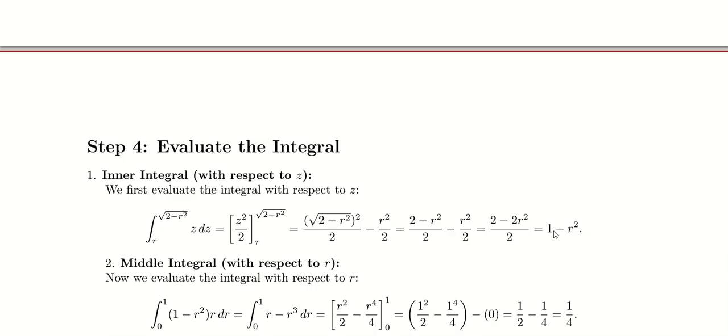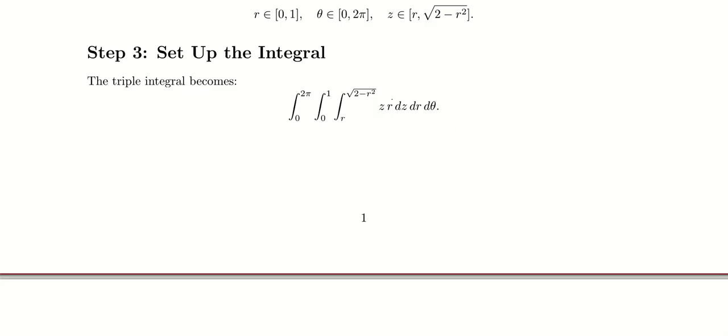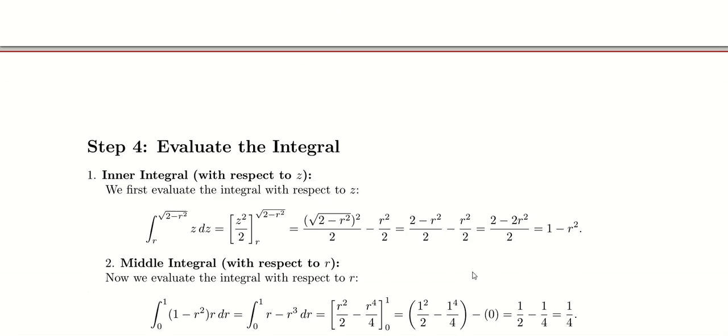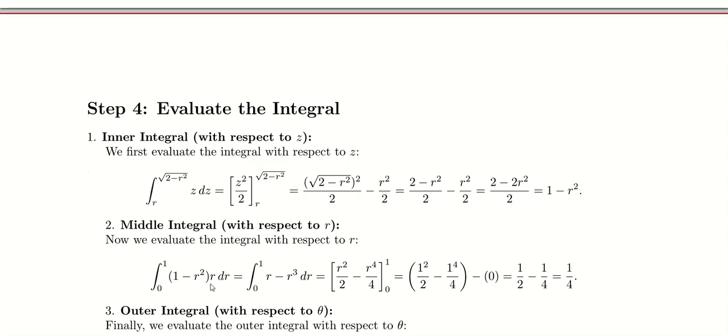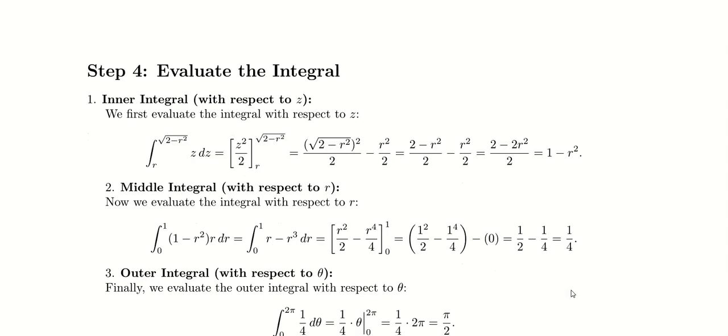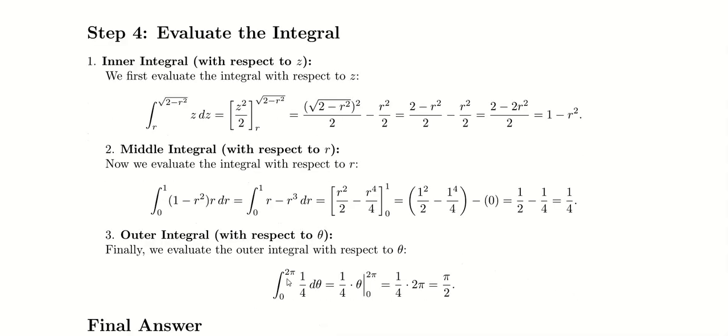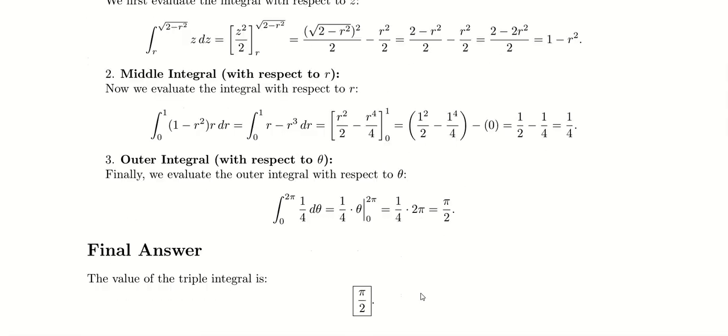Then remember, we need to multiply by r. So it's going to be r times (1 minus r squared). That's over here, and we want to integrate this from 0 to 1. To do that, we first distribute the r to 1 and negative r squared, find the antiderivative, plug in 1, plug in 0, and subtract, and get 1/4. Finally, we want to integrate 1/4 between 0 and 2 pi. That's just 1/4 times 2 pi, which is pi over 2. So the final answer is pi over 2.